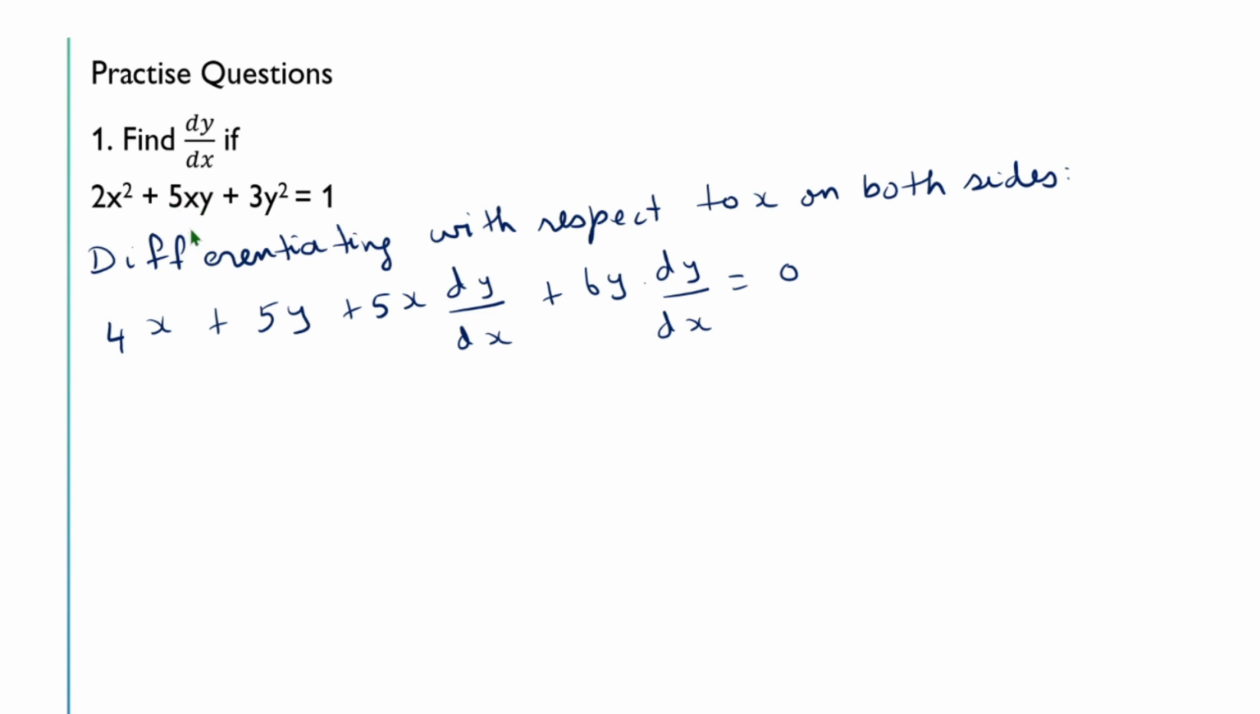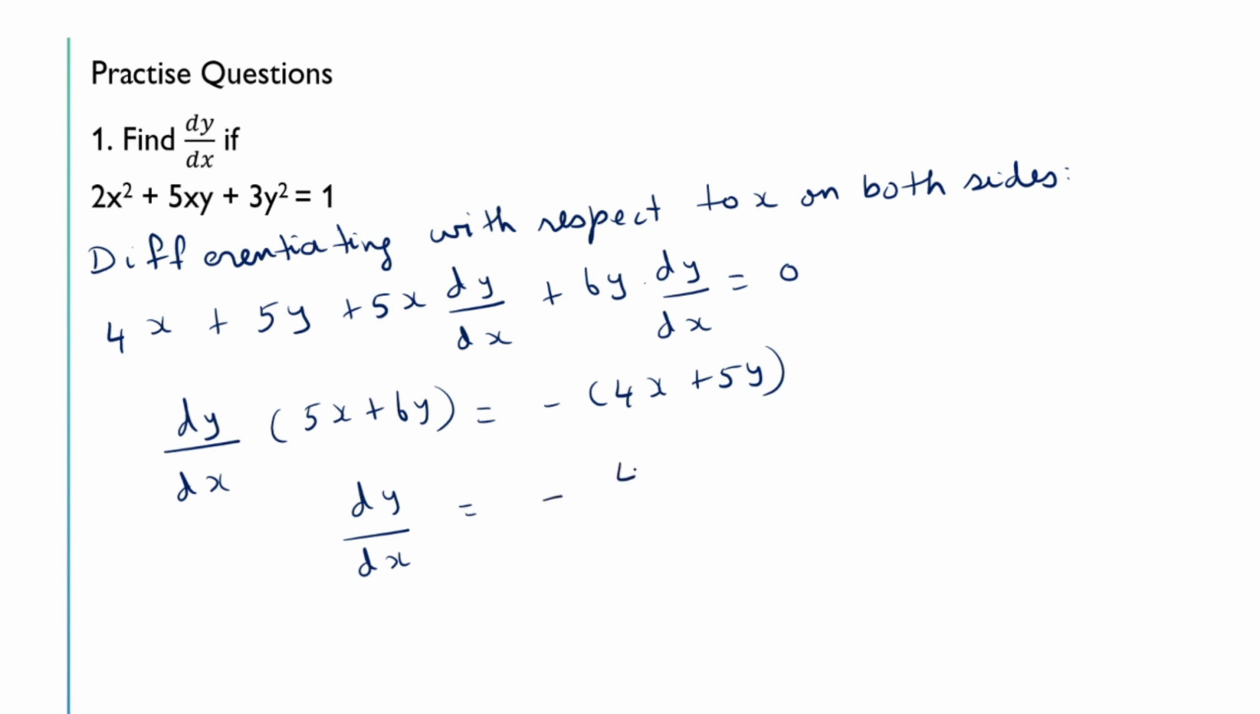The derivative of 5xy is 5y into d by dx of x, so it is 5y plus 5x into the derivative of y, which is dy by dx. Then the derivative of 3y square is 6y into dy by dx, using chain rule. Now we can write dy by dx into 5x plus 6y is equal to minus of 4x plus 5y. So dy by dx equal to minus of 4x plus 5y divided by 5x plus 6y. So this is how we have to find dy by dx for implicit functions.